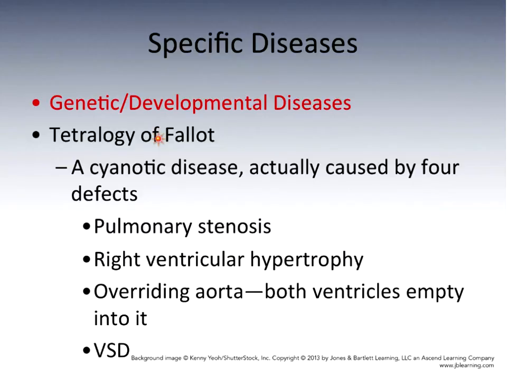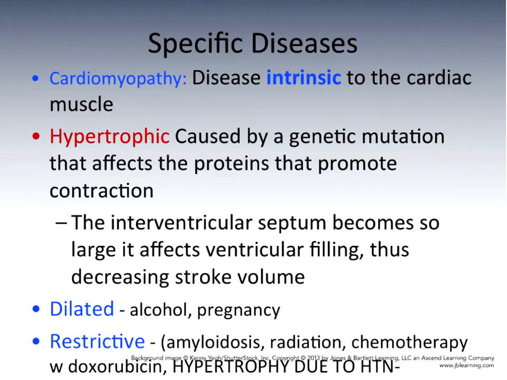These genetic developmental diseases are being considered for surgical correction, because this is an inborn defect in the structure that will not support proper function of the heart. Those are just a few examples. There are many, many more.